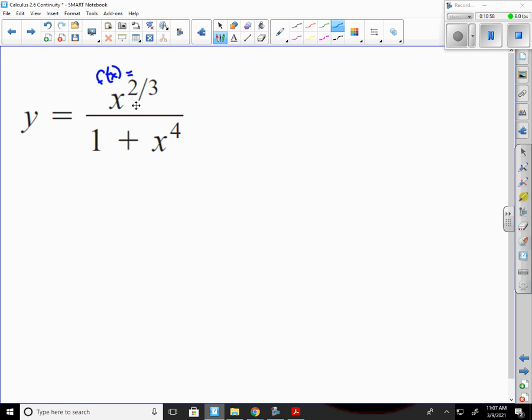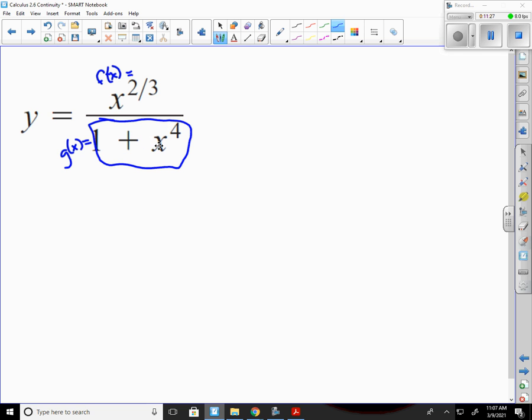So the top is continuous. I would need the bottom to be continuous, which it is. It's just a polynomial, 1 plus x to the 4th. Now this polynomial in the denominator, the only time where this would not be continuous would be when this denominator is equal to 0. However, in this case, this denominator will never be equal to 0 because I have an x to the 4th.